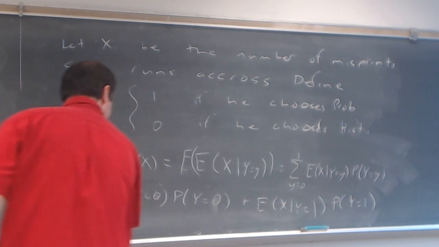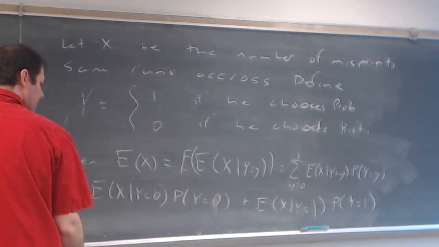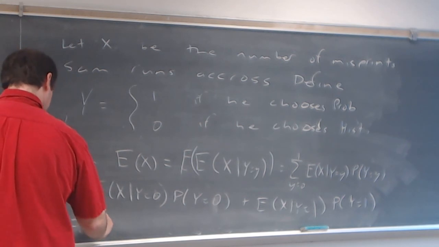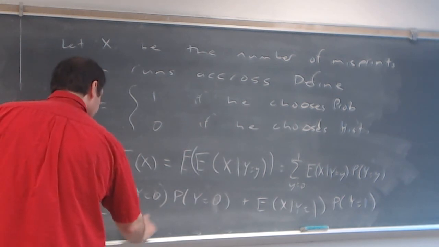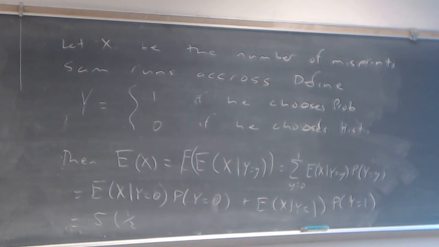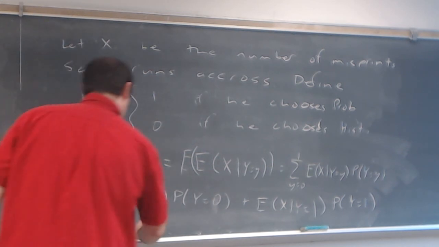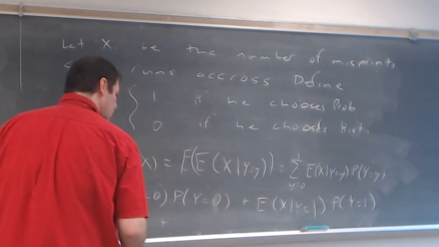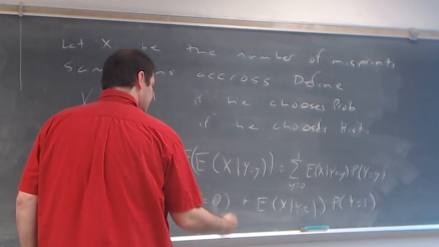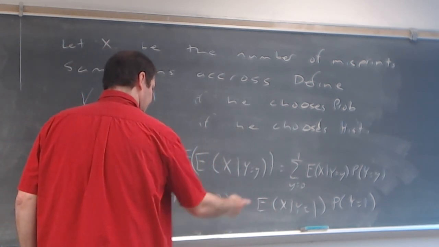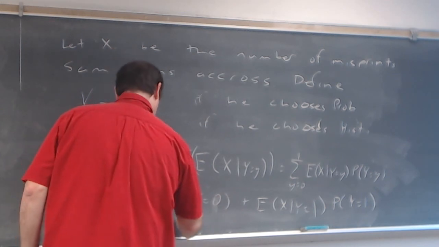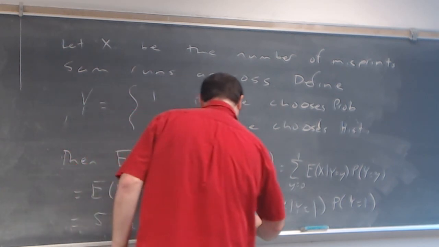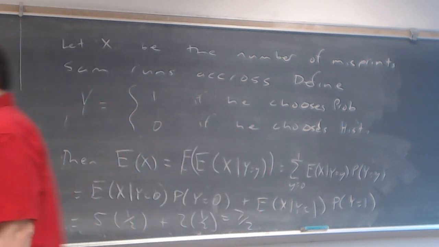And so our answer now, this quantity is nothing more than the expected value of x given that he chose the history book, which was 5, times the chance that he chose the history book, a half, because it's equally likely he chose the history book or the probability book, plus the expected value of x given y equal to 1, that means the number of misprints you expect him to encounter if he chose the probability book, and that was 2 times 1/2, so we end up getting 7/2. And that's the answer to this problem.